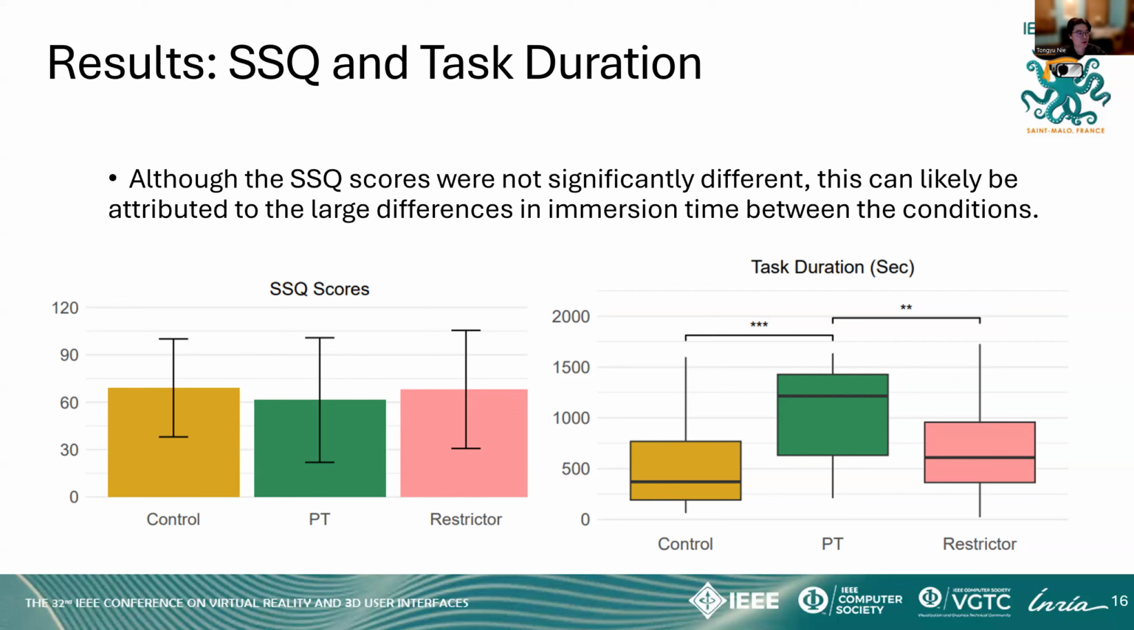Our study protocol required participants to stop using VR when they're sick. The similarity in SSQ scores across the conditions suggests that cybersickness severity was fairly consistent when participants reached the stop criterion. And the large effect size of task duration supports our hypothesis.